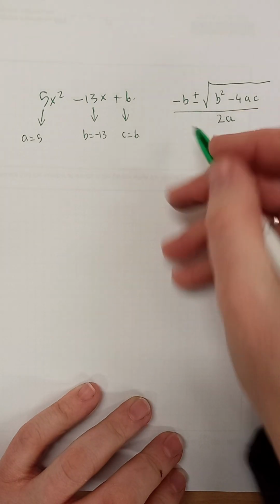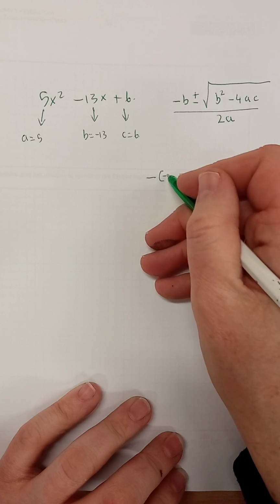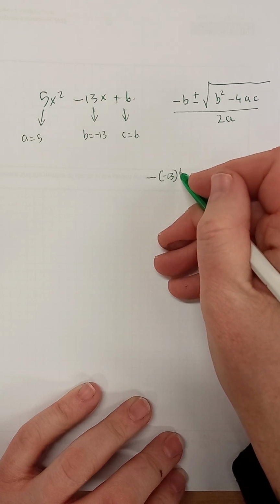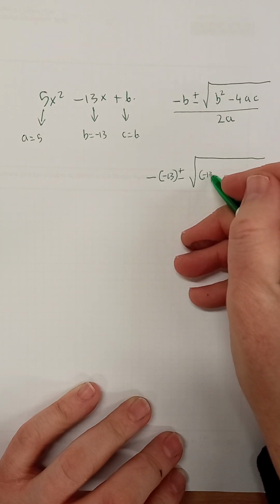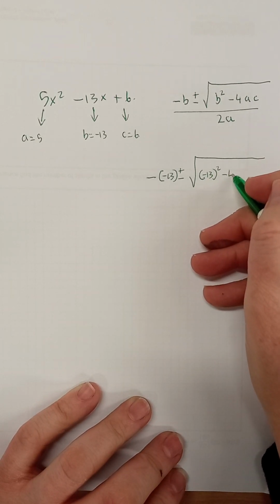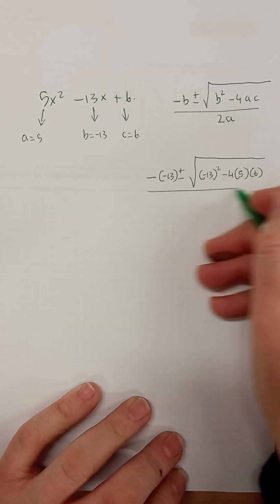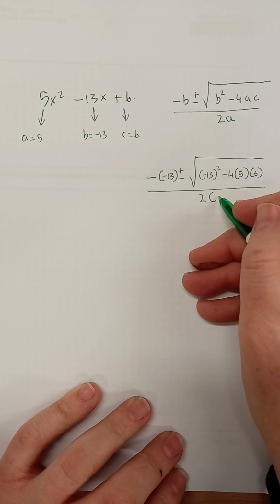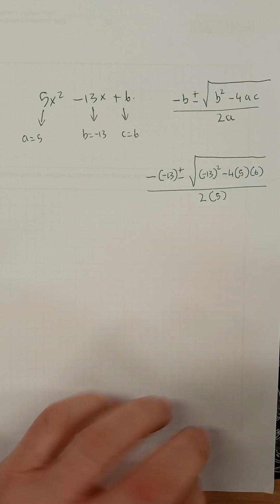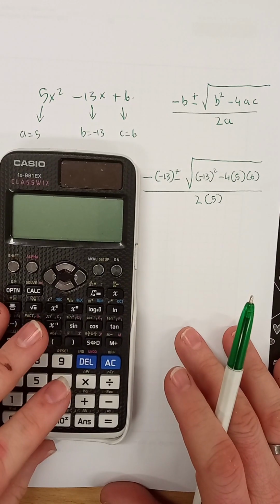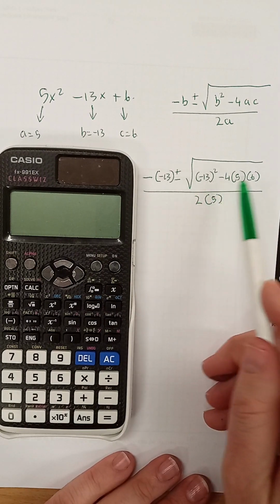Okay, so minus b. So I'm going to use brackets to help me. Plus or minus the square root of b squared minus 4 times a by c all over 2 times a. So now that I've written it like that, that's exactly what I'm going to do in my calculator. So I have my calculator beside me now, and I'm going to type it in exactly the way I see it written down there. Nothing will change.